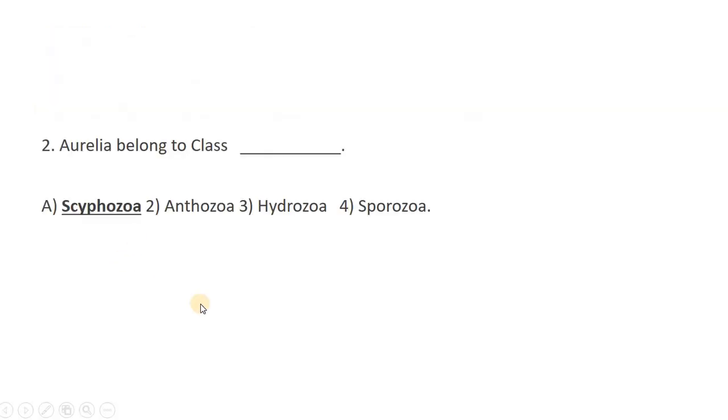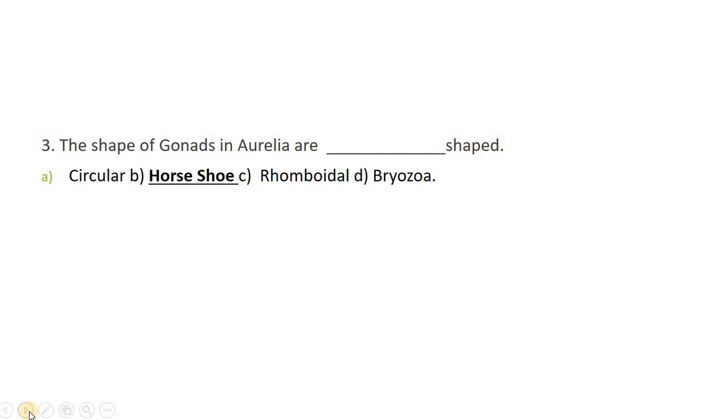Second question: Aurelia belongs to the class Scyphozoa, cup-shaped animals. It doesn't belong to Anthozoa or Hydrozoa or Sporozoa. Sporozoa is one of the classes in the phylum Protozoa. Again, the shape of the gonads in Aurelia is horseshoe shaped, observed on the exumbrellar surface. These gonads are endodermal in origin. It's not circular or rhomboidal.